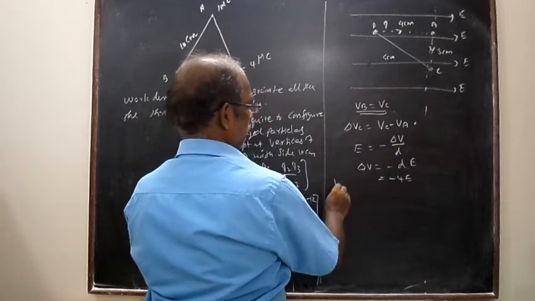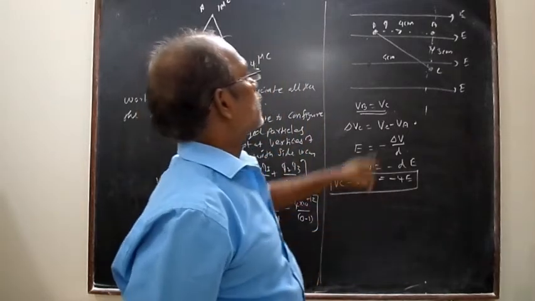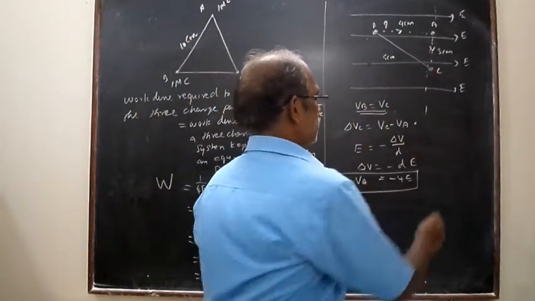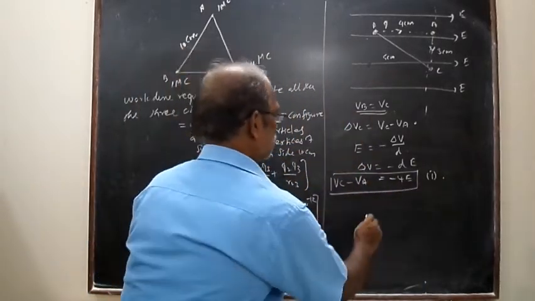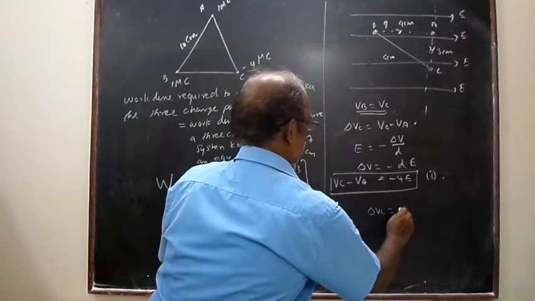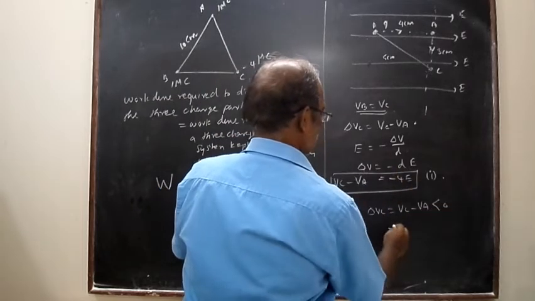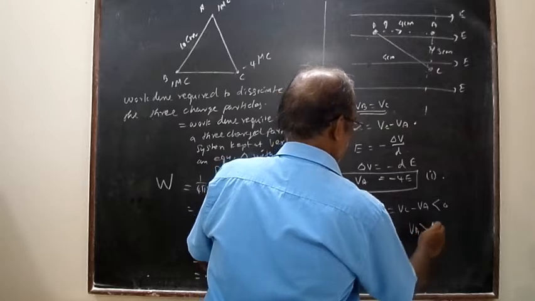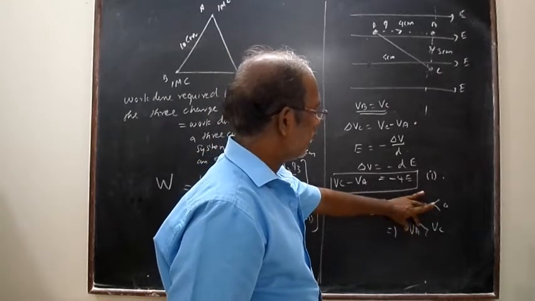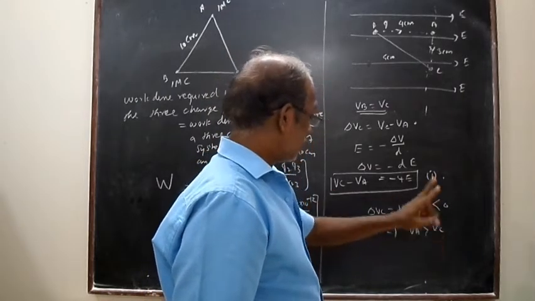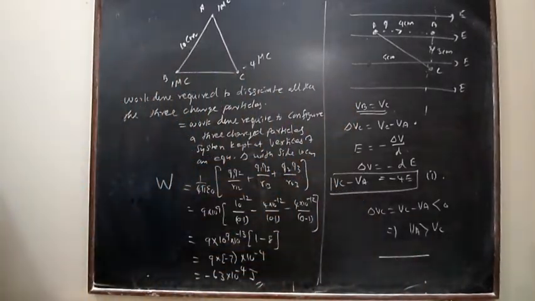What is delta V? Vc minus Va. So this is the potential difference between the points A and C. This is the answer of the first subdivision. To answer the second subdivision, delta V, Vc minus Va, is minus 4E, a negative quantity. This implies Va should be greater than Vc. So this shows that the potential at the point A is greater than the potential at the point C.